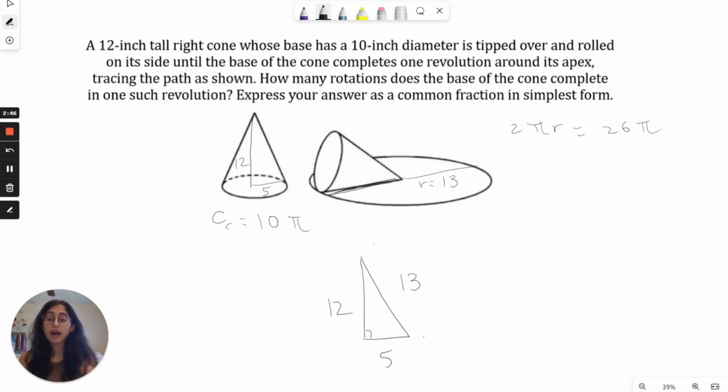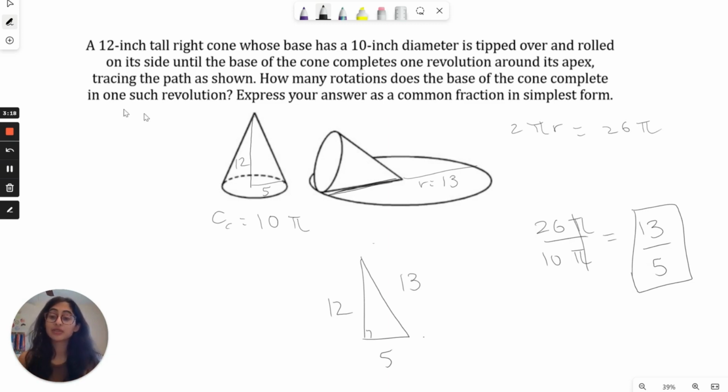meaning that one rotation around itself is 10 pi. So how many times is it rotating in that big circle with a circumference of 26 pi? Well, it's just going to be 26 pi divided by 10 pi. We're seeing how many times one rotation of 10 pi can go into the entire circumference of 26 pi. So this ends up being 26 over 10 when the pi's cancel out, or in simplest form, we can divide both by 2 to get 13 over 5 is the amount of rotations that the base of the cone completes in one revolution across that circle.